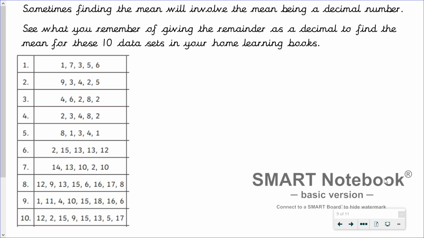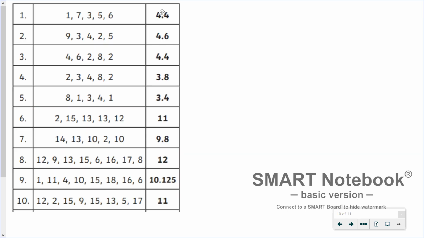Brilliant. So now let's go through the answers to those ones. So the first one, our mean was 4.4. Second one, the mean was 4.6. Third one, the mean was 4.4. Fourth one, the mean was 3.8. Fifth one, the mean was 3.4. Sixth one, the mean was 11.